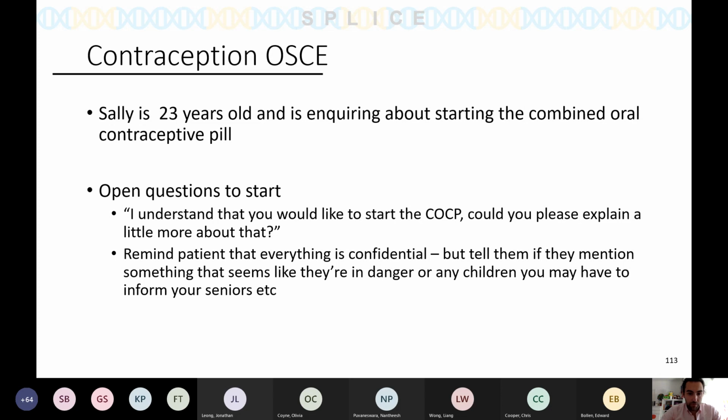Remind the patient that everything is confidential. This might not come up as much because it's in peds, like underage children and Gillick competence and all that sort of stuff. But it's a reminder to tell them that everything's confidential. But as I mentioned before, if in the history they mention anywhere that they're in danger or there's something not quite right going on, you may need to inform your seniors or even the correct authorities. So it's just something to be aware of.